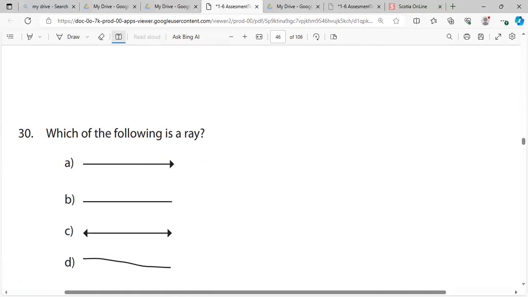Alright, 30 says, which of the following is a ray? Is it A, B, C, or D? So guys, we're gonna end with this, but you should definitely come back for part 2, where I will complete the paper. Alright, is it this, or this? And it's actually A.